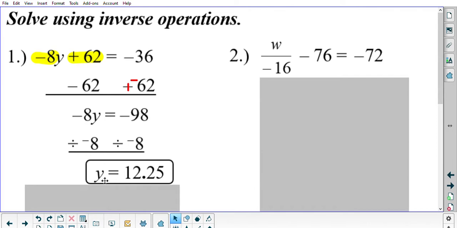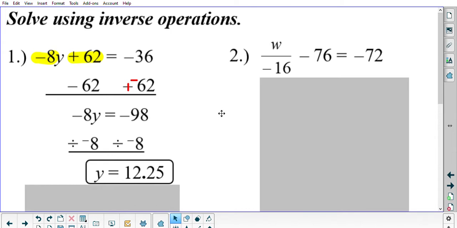When we solve an equation, we are trying to find what value of the variable would make that equation true. In fact, guys, we can take this answer and we can prove that it works. We can substitute the 12.25 back in for the y. And we can ask ourselves, what is -8 times 12.25? Then take that answer using our calculator, add it by 62, and we would indeed get the answer of -36, proving that this answer for y, 12.25, is the one and only answer that actually makes this original equation true.